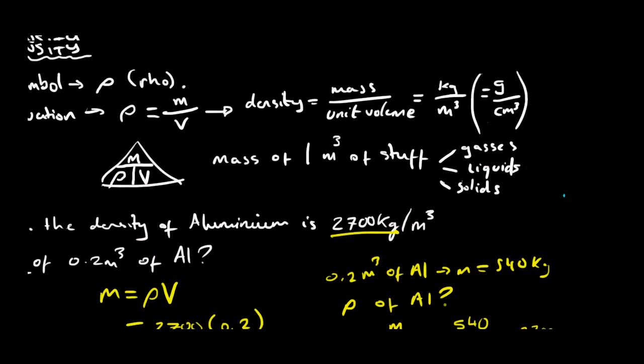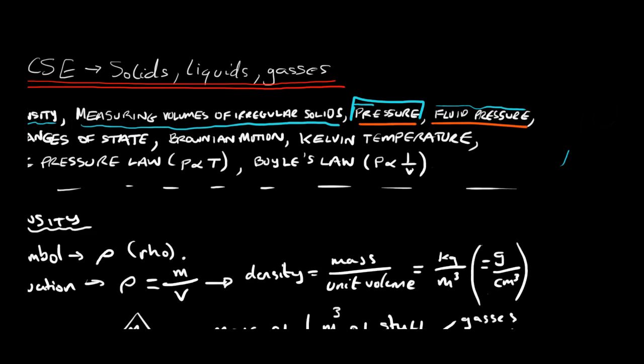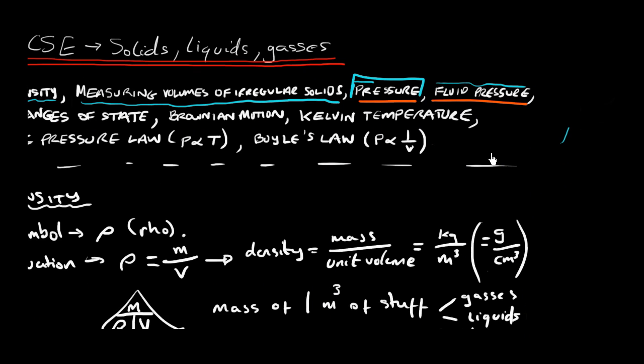Welcome to the third video on solids, liquids and gases. We talked about density and measuring volumes of irregular solids in the first video, and we did an example or two of the density calculations. And we talked about pressure in the second video and a little bit about density again. And in this one we're going to talk about fluid pressure and changes of state, if we get there, hopefully.